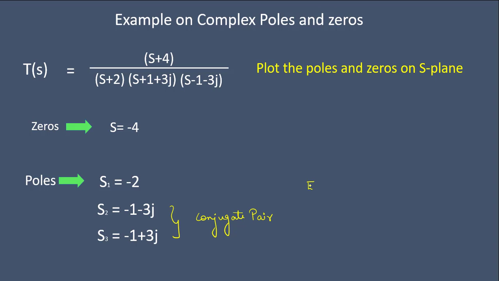We can have some more examples of conjugate pairs. You can say S is equal to 2 plus minus 5j. This is an example of a conjugate pair. We can write S is equal to 4 plus minus 2j. These are all examples of conjugate pairs.